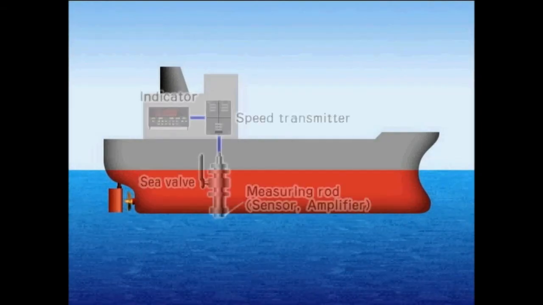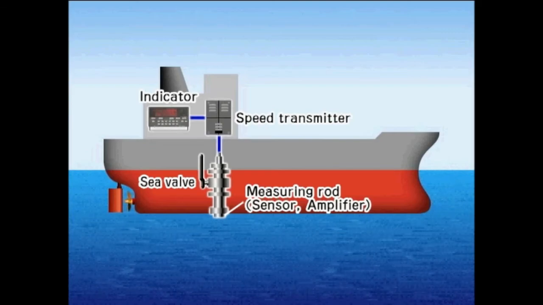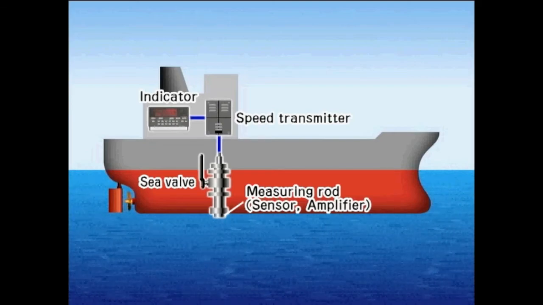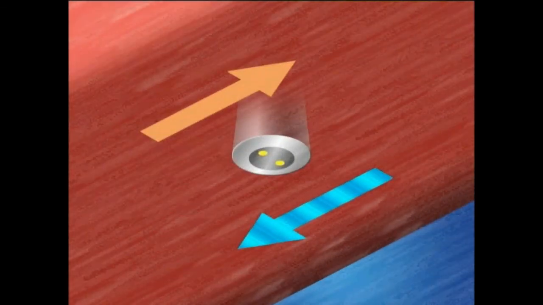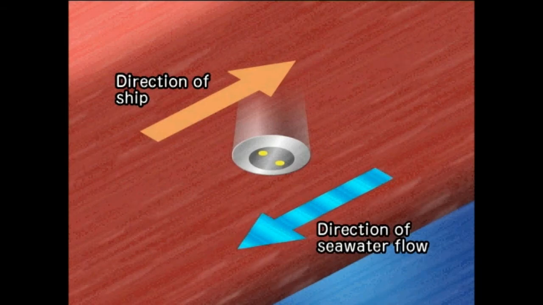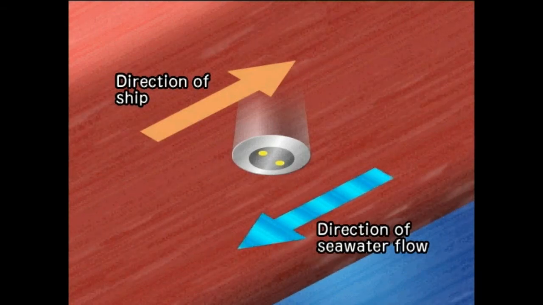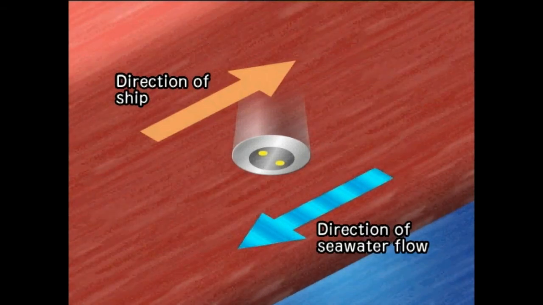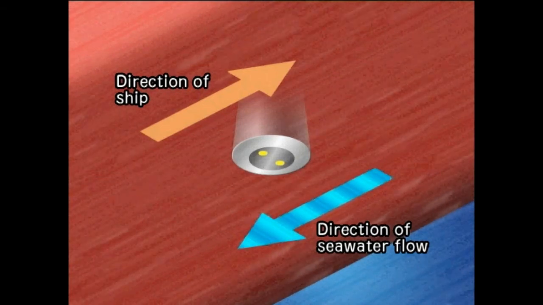The EM log system is composed of a sensor known as the measuring rod, an amplifier, a speed transmitter, and an indicator. The sensor is surrounded by a magnetic field and is attached to the tip of the measuring rod, which protrudes from the ship's bottom into the sea. The relative movement of seawater against the magnetic field generates voltage, which is measured to determine ship speed.